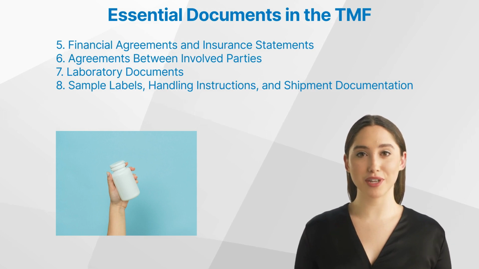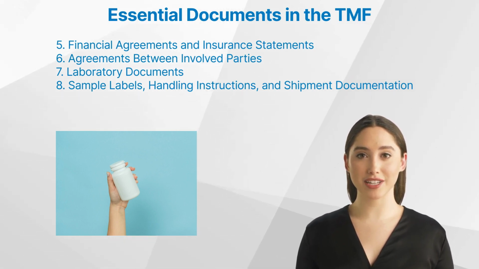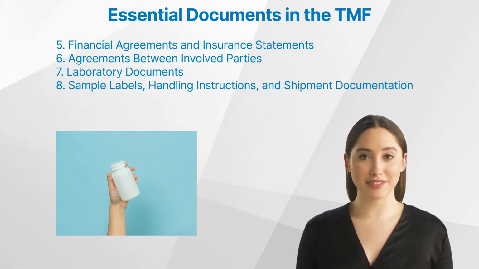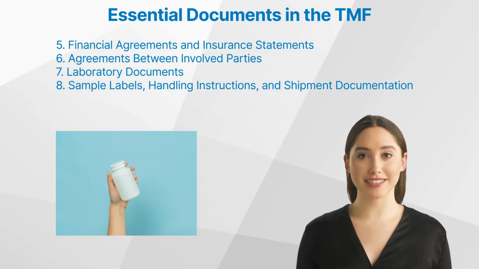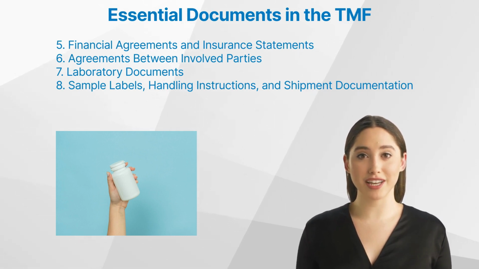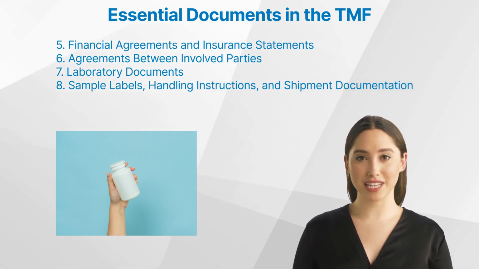7. Laboratory documents. Laboratory documents, such as laboratory ranges, procedures, certificates, and accreditations, provide assurance of the quality and reliability of laboratory testing conducted during the trial. These documents contribute to the overall data integrity and accuracy. 8. Sample labels, handling instructions, and shipment documentation. Sample labels, handling instructions, and shipment documentation are essential for ensuring proper identification, handling, and transportation of the investigational product. These documents help maintain the integrity and traceability of the study samples.